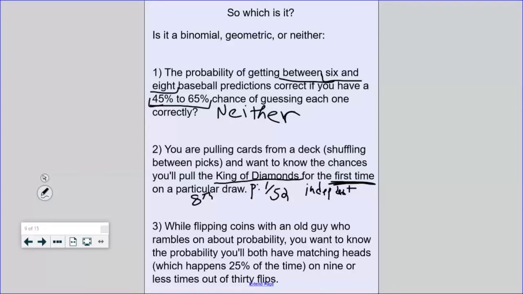And these are disjoint. Either I got the king of diamonds or I didn't. Okay, the only thing I didn't see, nowhere in here do we see a fixed number of trials. So I shouldn't have even been thinking binomial, because I require that. But I was talking about a geometric. So this is a geometric. It meets our 4 conditions to be a geometric.